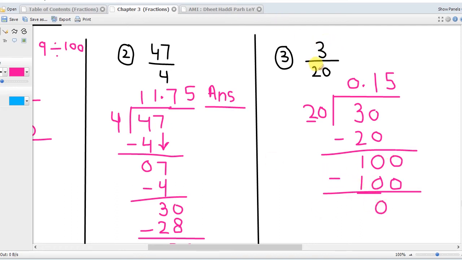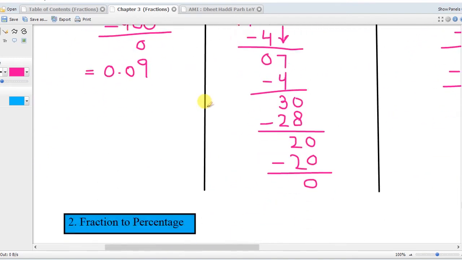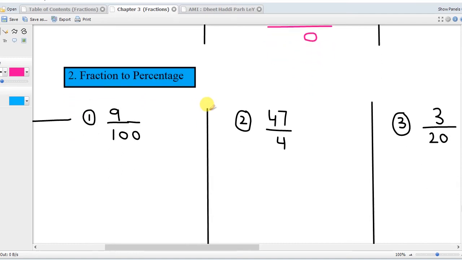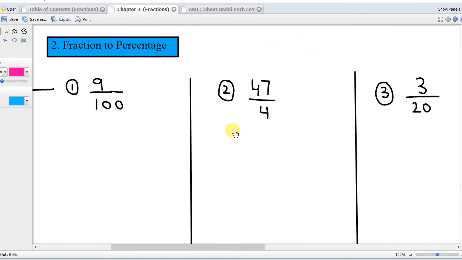So the fraction 3 over 20 will be converted in the decimal form and we are getting the answer 0.15. So this is our final answer, right? I hope you have got the concept. Okay, moving on to the next section, which is fractions to percentage.